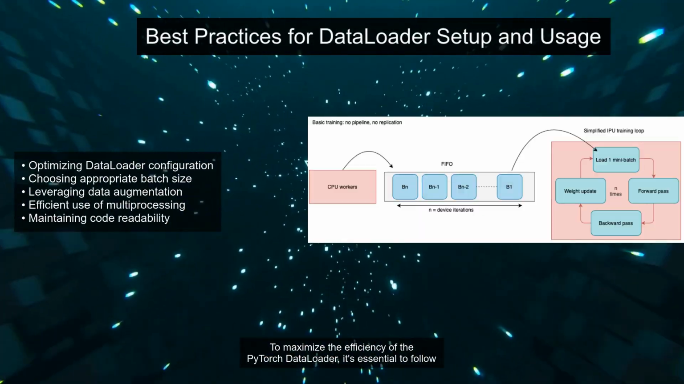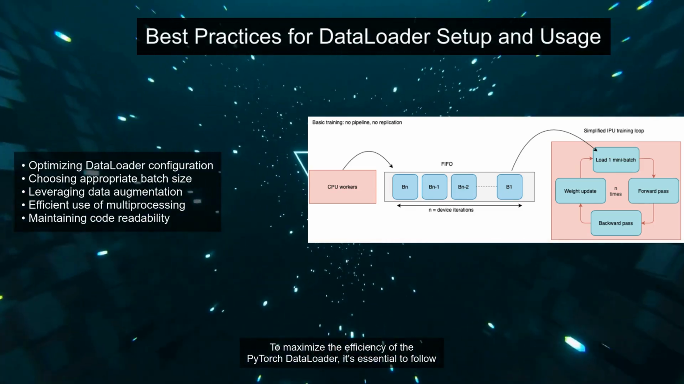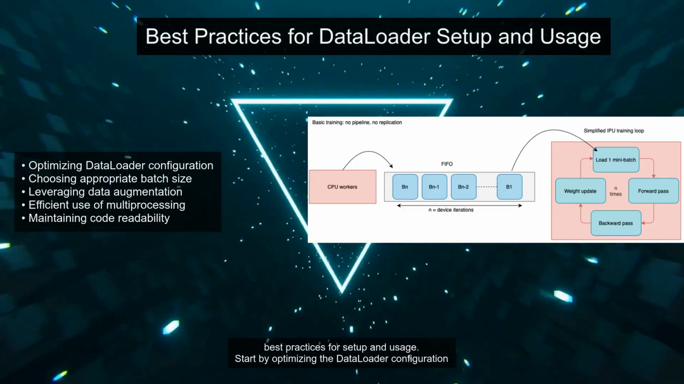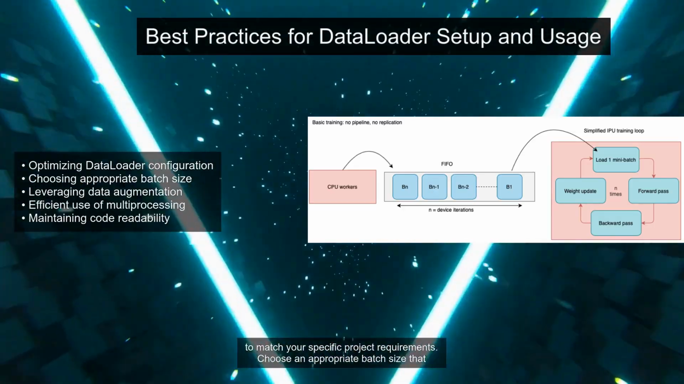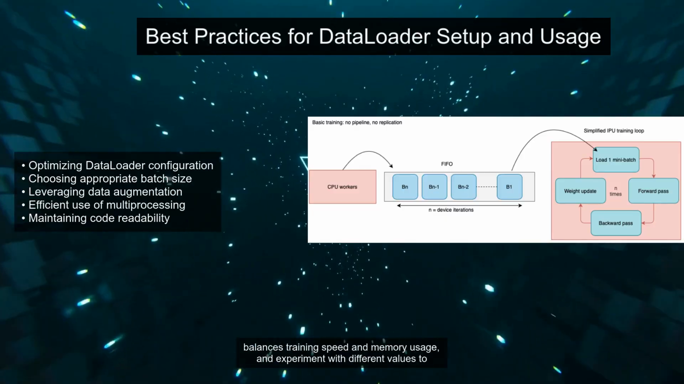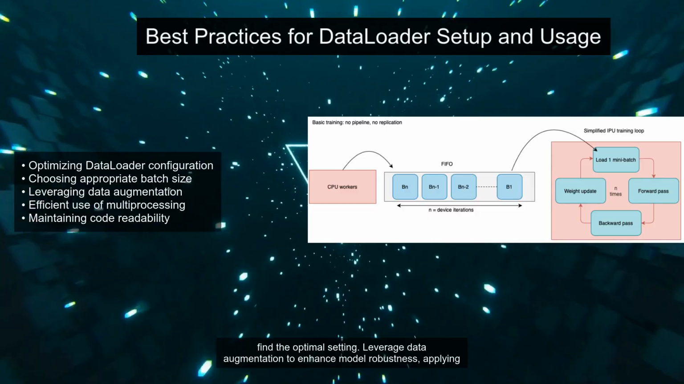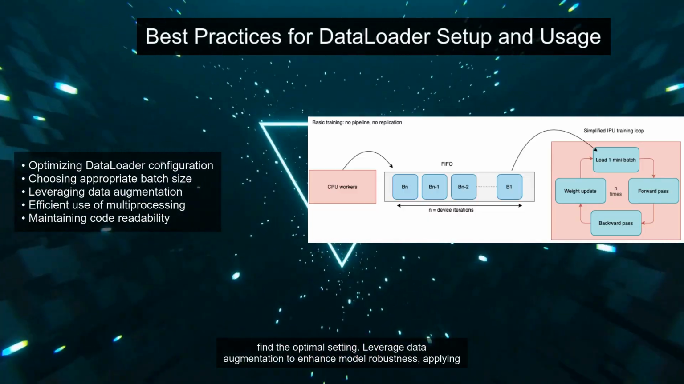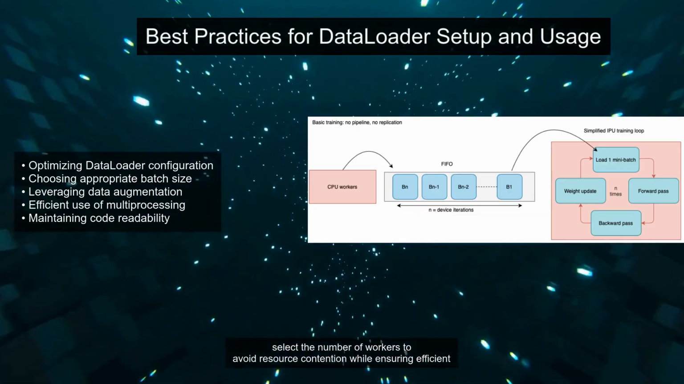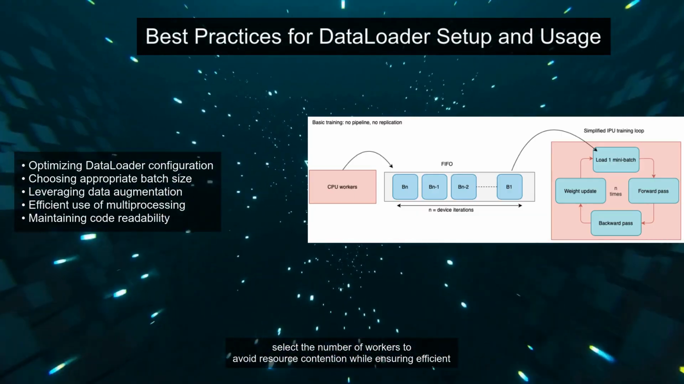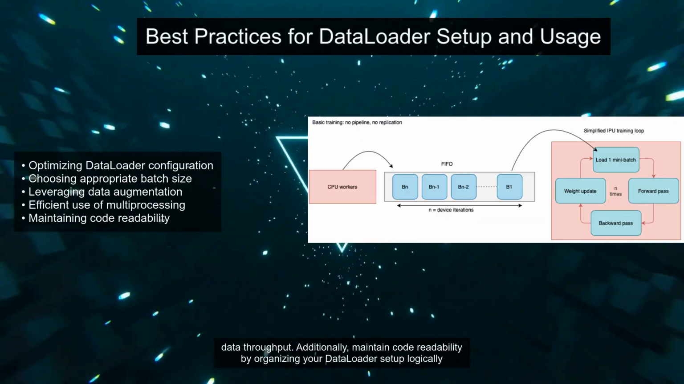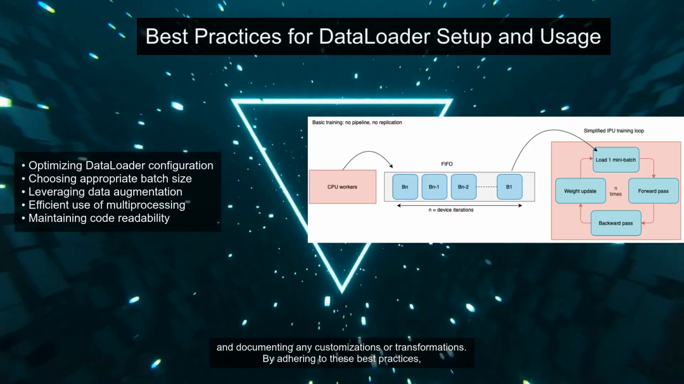To maximize the efficiency of the PyTorch DataLoader, it's essential to follow best practices for setup and usage. Start by optimizing the data loader configuration to match your specific project requirements. Choose an appropriate batch size that balances training speed and memory usage, and experiment with different values to find the optimal setting. Leverage data augmentation to enhance model robustness, applying transformations that are relevant to your dataset's characteristics. When using multiprocessing, carefully select the number of workers to avoid resource contention while ensuring efficient data throughput. Additionally, maintain code readability by organizing your data loader setup logically and documenting any customizations or transformations.